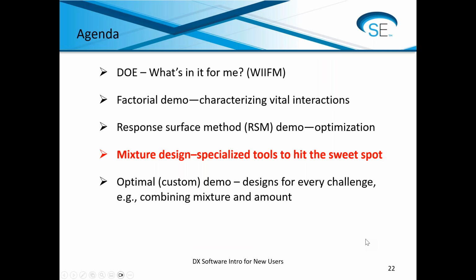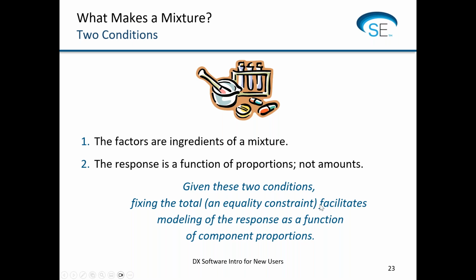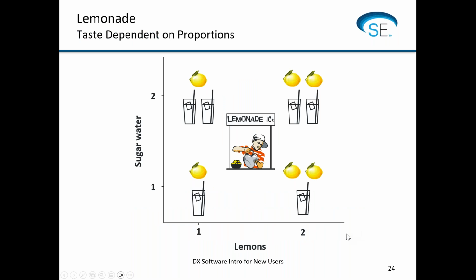Now we're going to go one step further and look at mixture designs, actually all the way down to the bottom one, a combination mixture plus a process factor, and we're going to see what happens there. First of all, what makes a mixture design unique is that the factors we're studying are ingredients of a mixture or a formulation, and the response is driven by the proportion of the ingredients, not the absolute amounts. That causes an issue that we have to resolve.